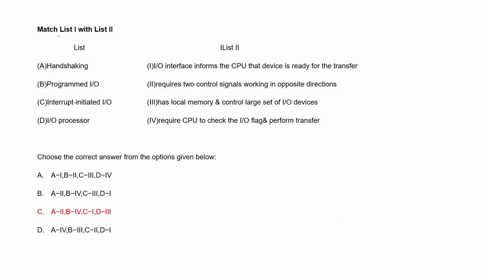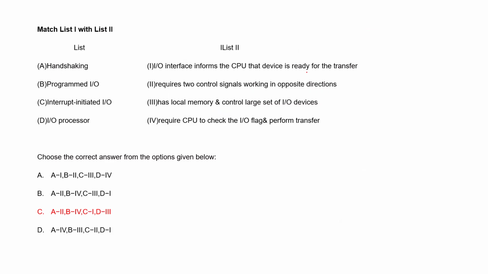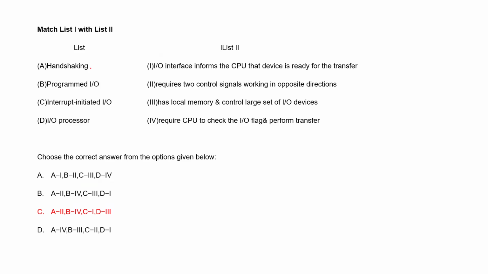Now we can see handshaking. Handshaking is how the IO interface informs the CPU that the device is ready for the transfer. What we have seen is called, I think, interrupt initiated IO, when it becomes ready. Handshaking is actually a control with two control signals working in opposite directions. So that is the correct answer to the question.